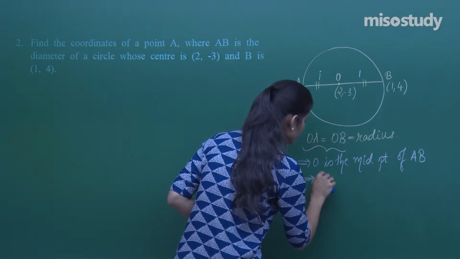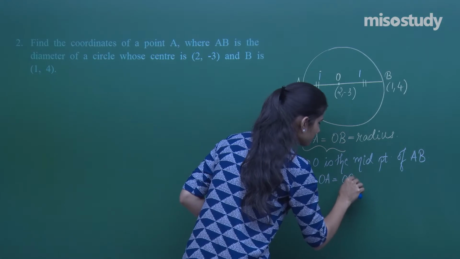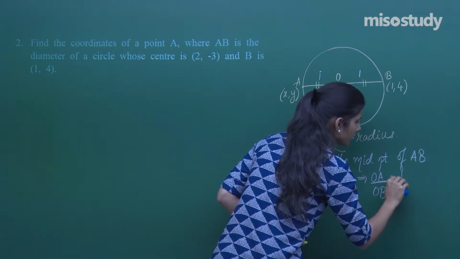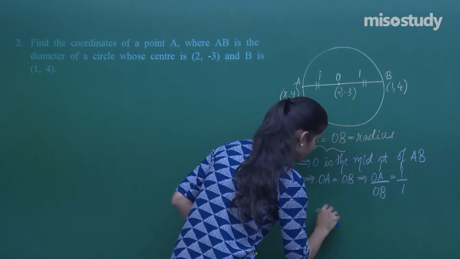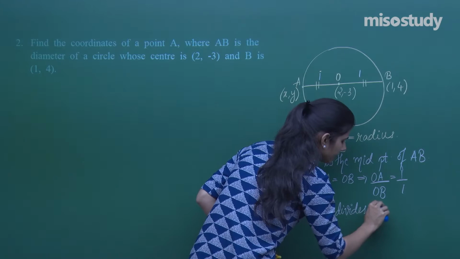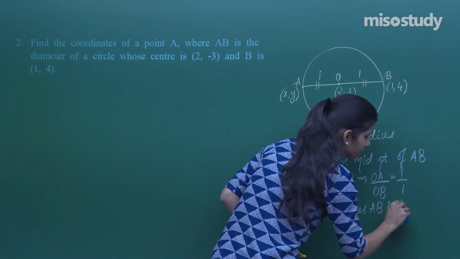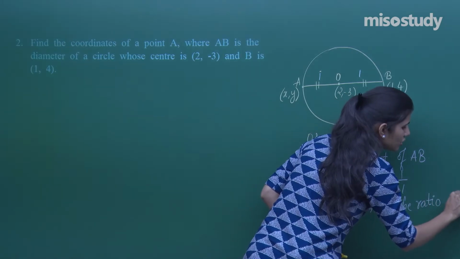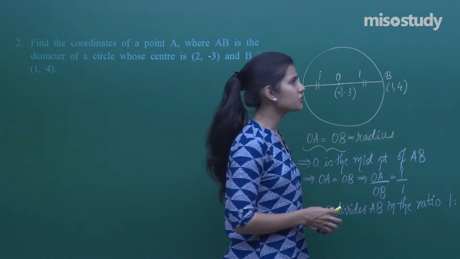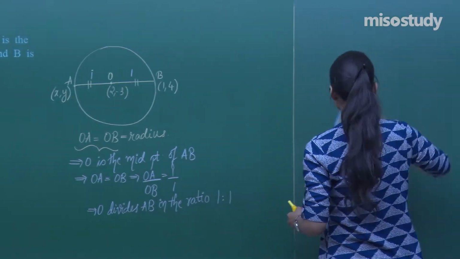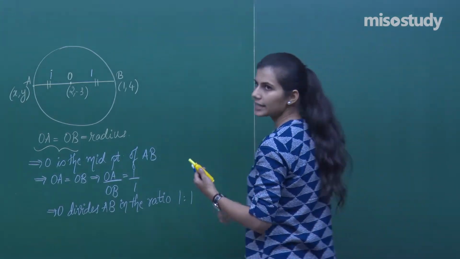Because this implies OA is equal to OB, which implies OA upon OB is 1/1. This implies O divides AB in the ratio 1:1. You don't need to write all this. If you just remember the section formula for computing the coordinates of the midpoint of a line segment joining 2 points, you can directly use that.